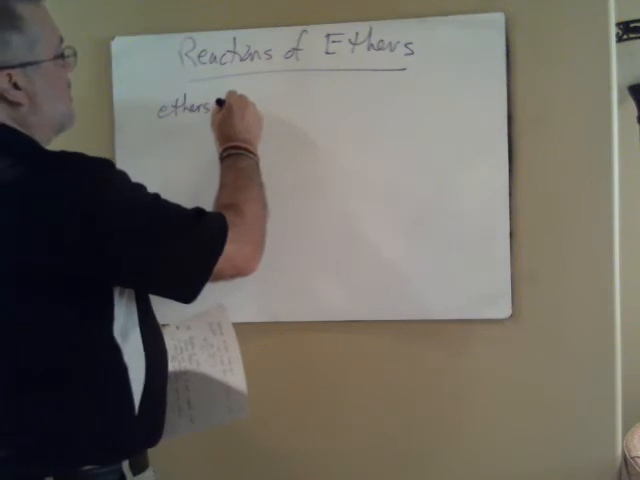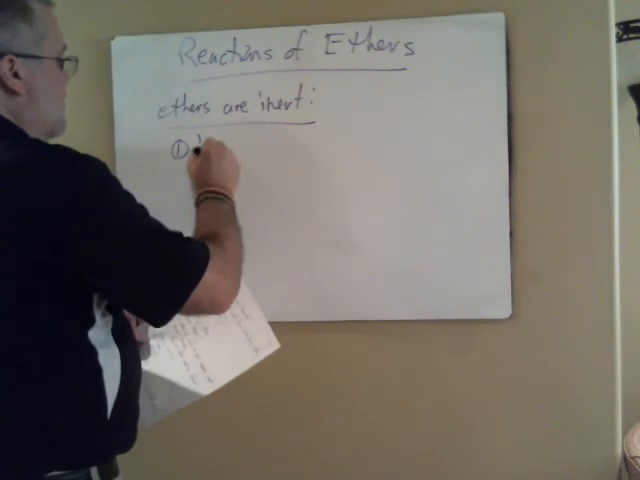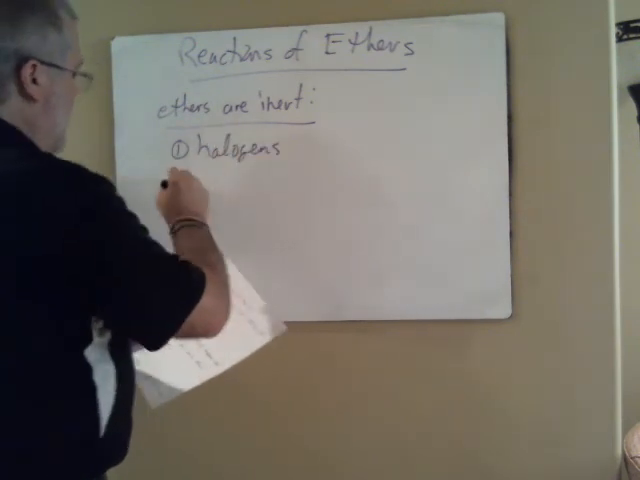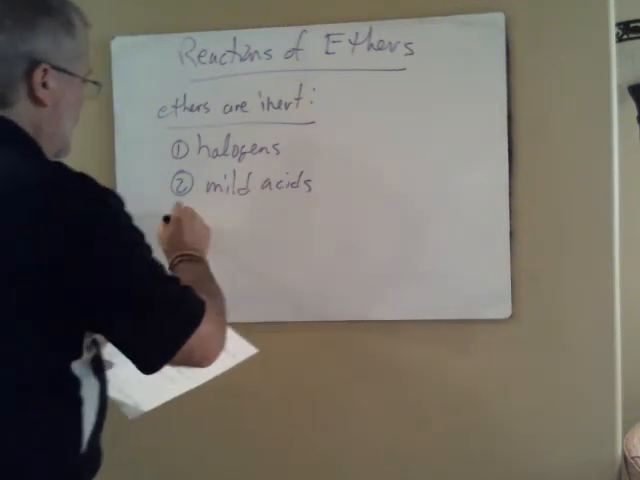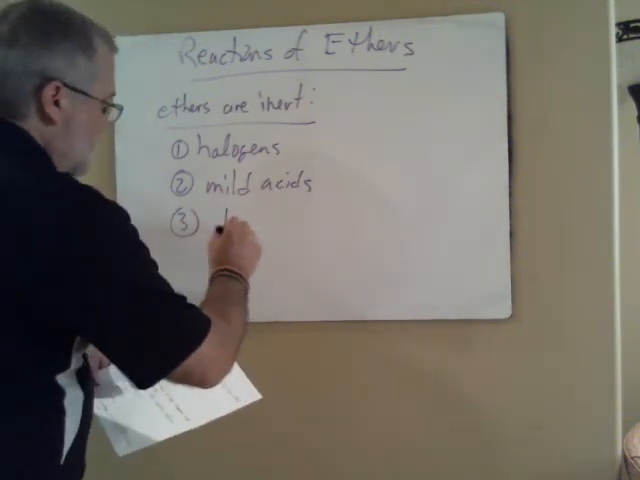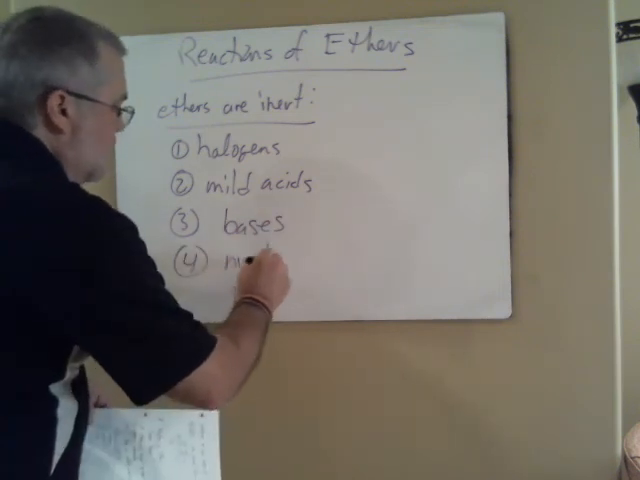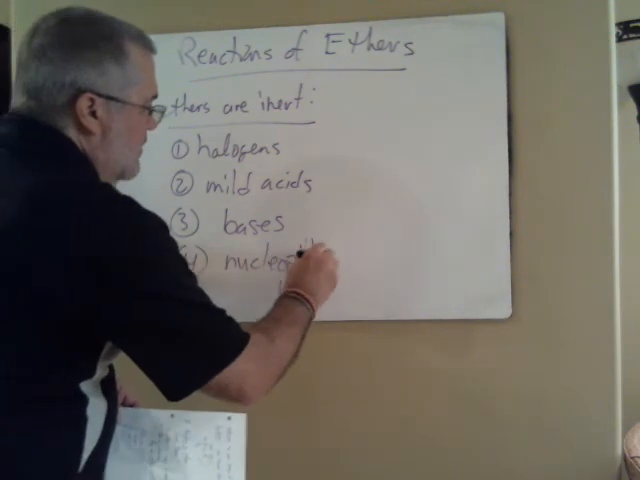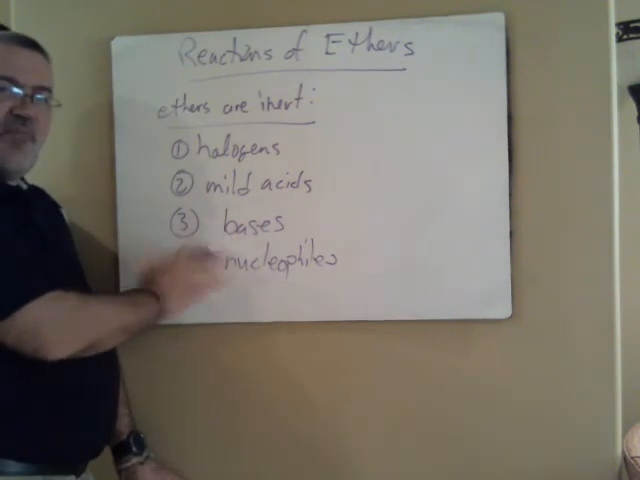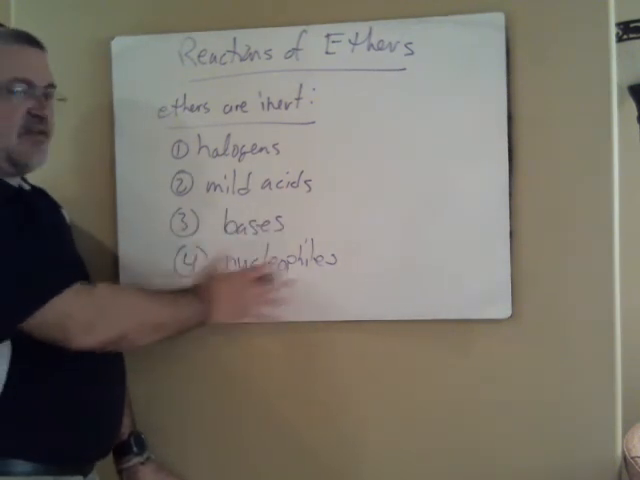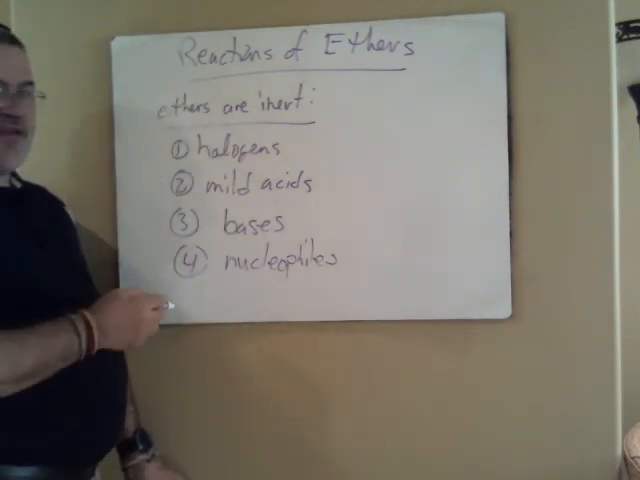So ethers are inert to halogens, mild acids, bases, and kind of redundant, nucleophiles, because nucleophiles are bases, bases are nucleophiles. So just to make sure you know that there's no basic cleavage that could happen or no substitution with a nucleophile, I'm listing those separately. So ethers are inert to all these things.